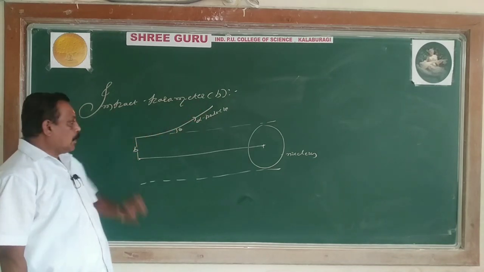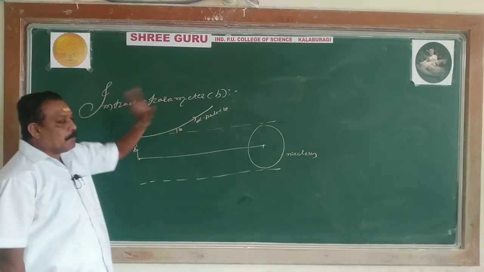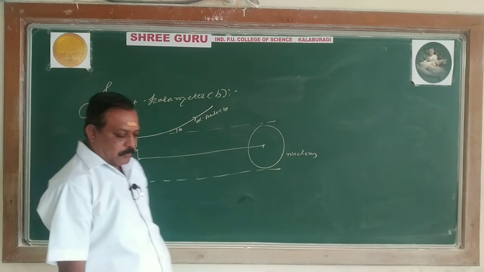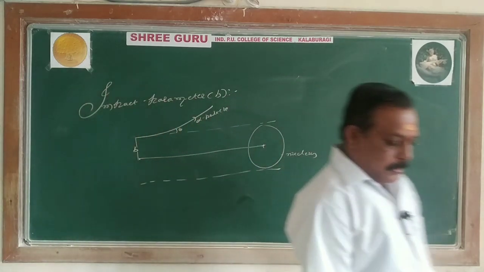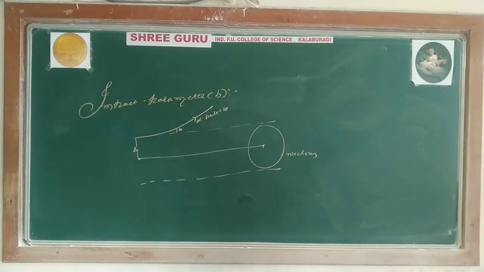That perpendicular distance measures what? Impact parameter. Have a look at the figure once. Then we come across what is that. So the positive charge placed in the middle is nothing but the nucleus. Are you getting the point?